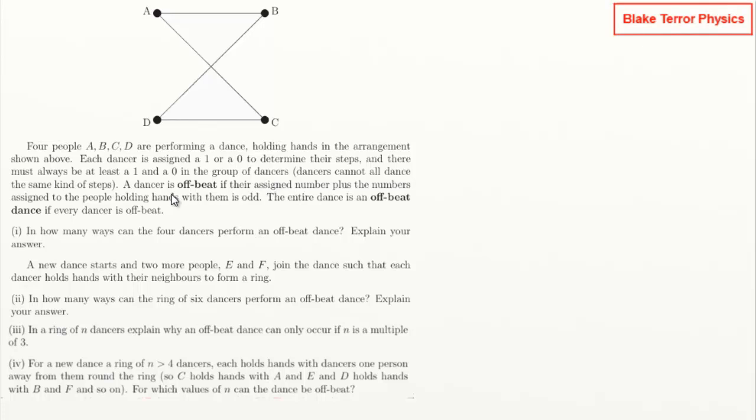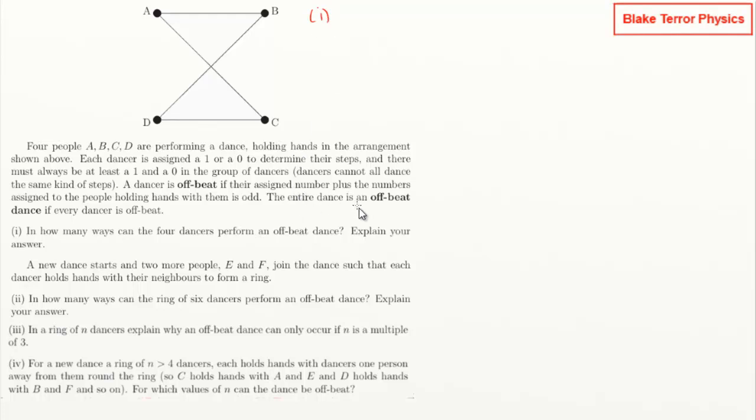A dancer is offbeat if their assigned number plus the numbers assigned to the people holding hands with them is odd. The entire dance is an offbeat dance if every dancer is offbeat. Right, okay, probably have to go through that again. In how many ways can the 4 dancers perform an offbeat dance? Explain your answer. Right, so an offbeat dance.